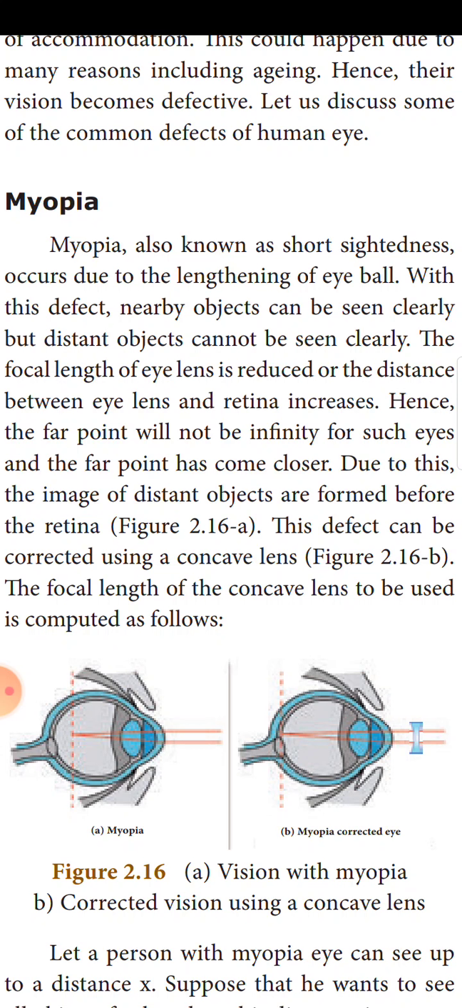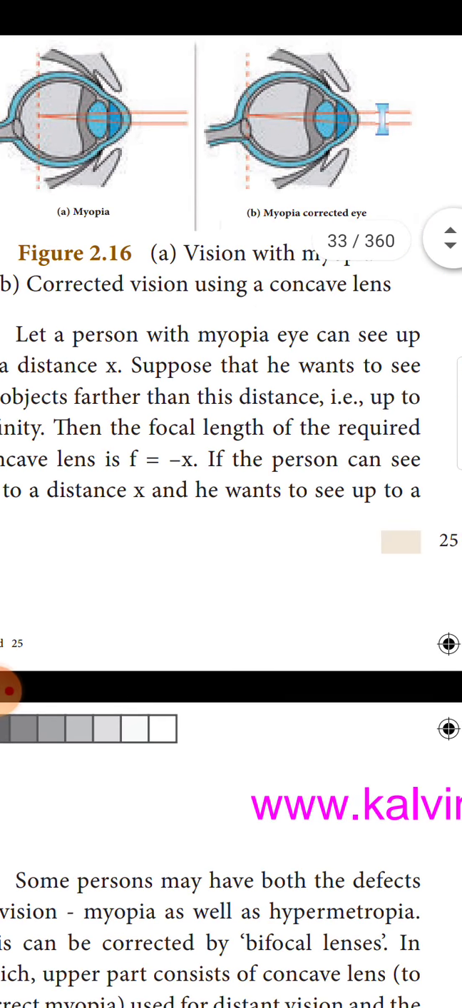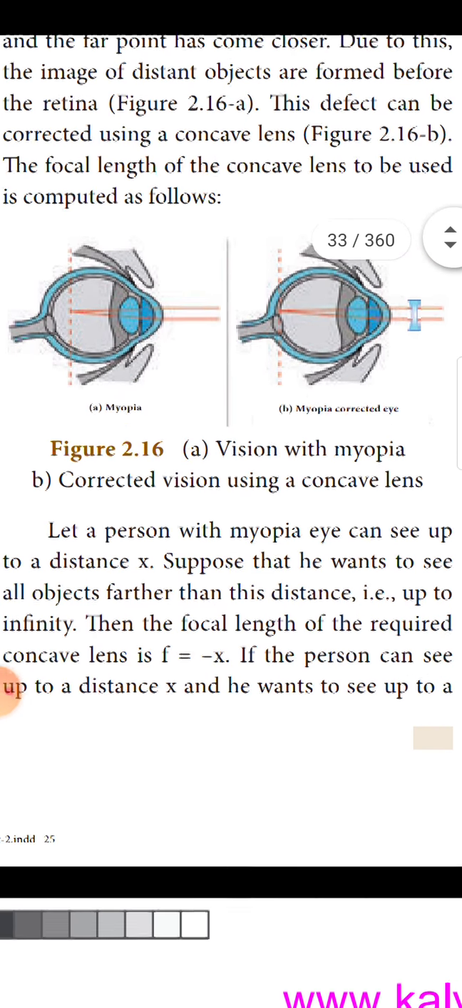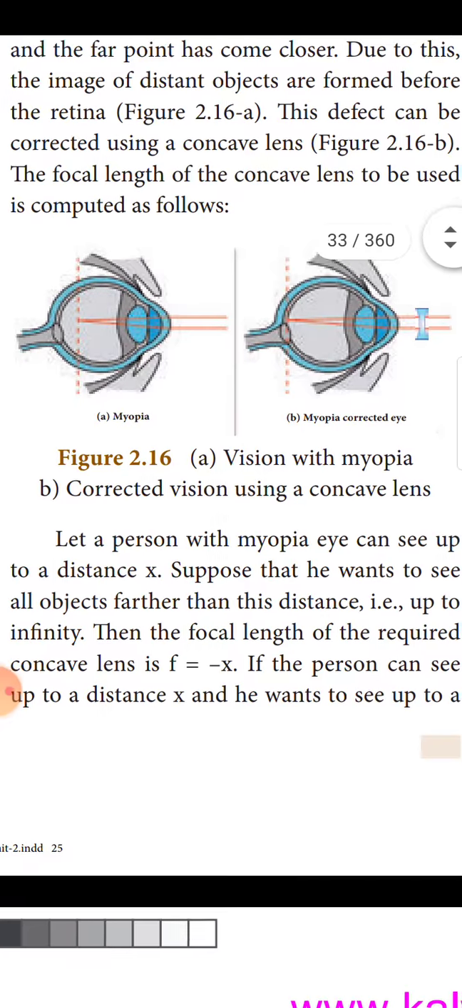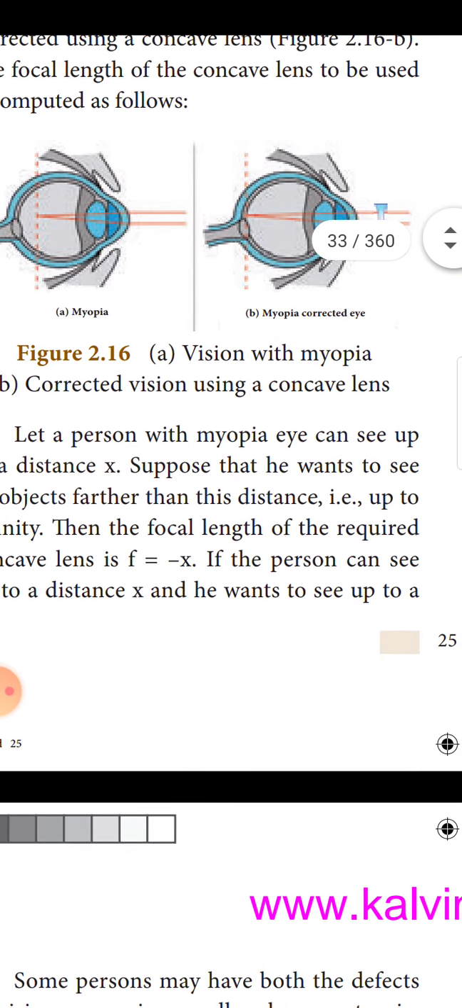Myopia can be corrected by using concave lenses. The focal length of the concave lens to be used is computed as follows. The vision of myopia and the corrected vision using a concave lens are shown in figure 2.16.